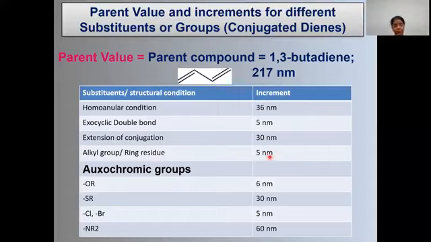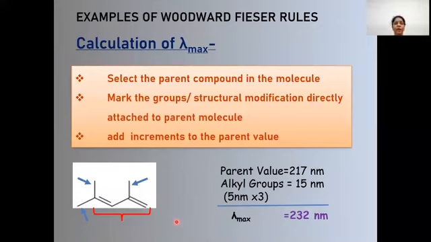Auxochromic groups, that means they are not chromophores, but they can increase the value of lambda max. For OR group, increment is 6 nanometer. For SR group, 30 nanometer. For chloro or bromo atom, 5 nanometer. And for secondary amine, 60 nanometer.